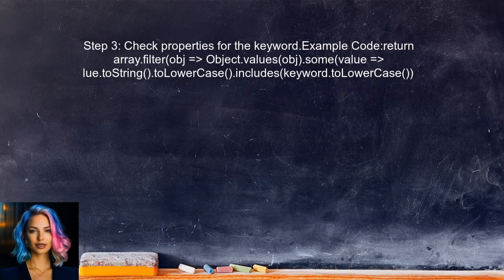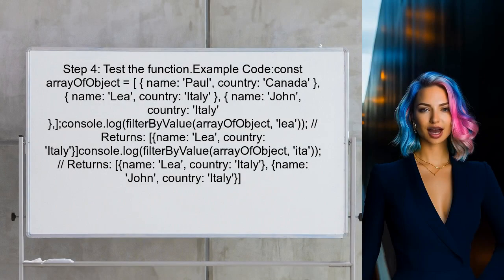To check if any property contains the keyword, the user can use the Object.values method to get an array of the object's values. Then, they can use the some method to see if any of those values include the keyword. Finally, the user can test the filterByValue function with the provided array of objects. They can call the function with different keywords to see the results.